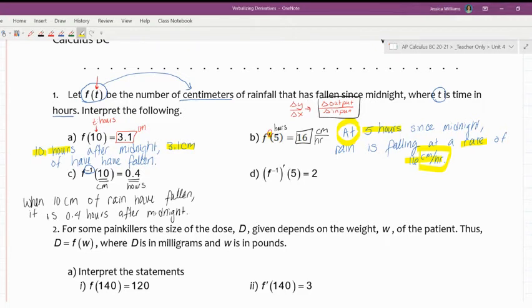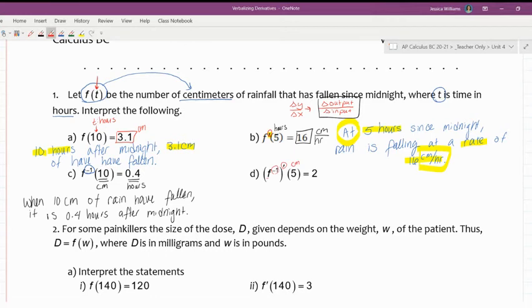Okay, so letter D. Letter D is a nice little mishmash of B and C. So first we're going to take an inverse, and then we're going to take that derivative. Because that's how we read functions, right? We have our inside out. So we have f, it's being inverted and then differentiated. So that means that this 5 is now being measured in centimeters because the inputs and outputs got switched first. That was the first thing that happened. So now my input is 5 centimeters.